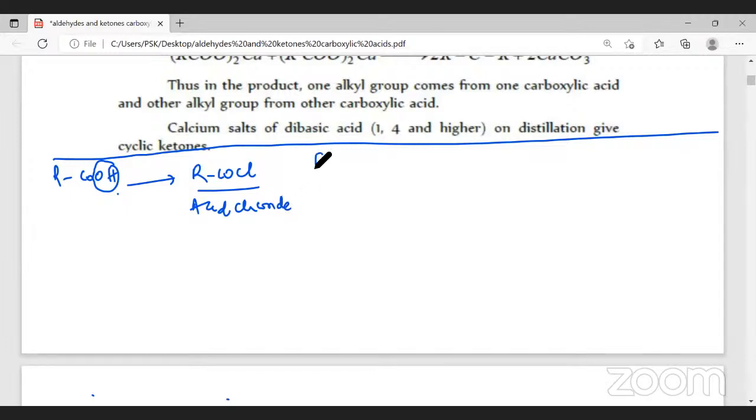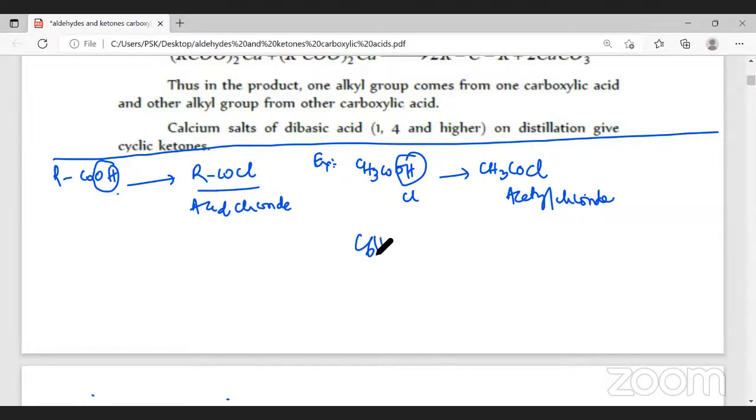Now, for an example, if you take acetic acid, and this OH is replaced by Cl, we get CH3COCl. It is called acetyl chloride. Acetyl chloride is an example of an acid chloride. Similarly, benzoic acid is C6H5COOH. If this OH is replaced by chlorine, you get C6H5COCl. This is called benzoyl chloride. So benzoyl chloride and acetyl chloride are examples of acid chlorides.